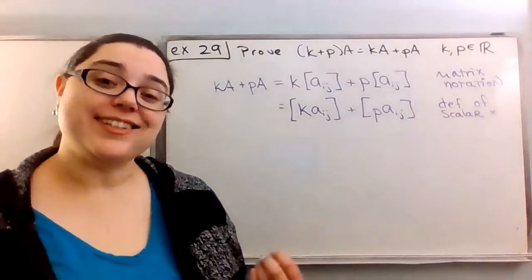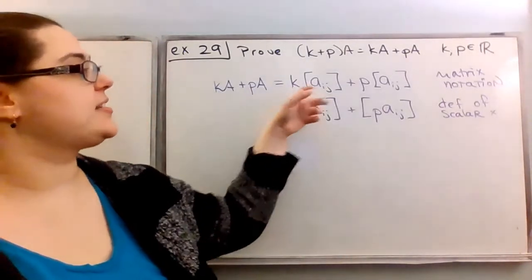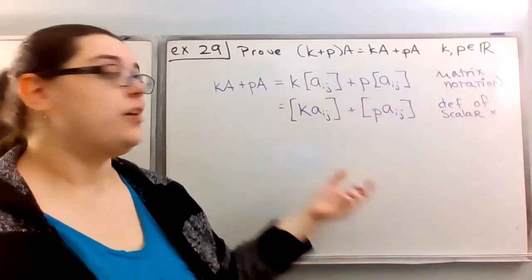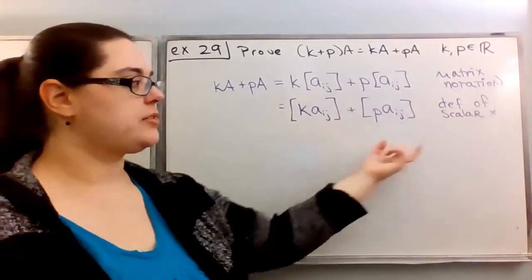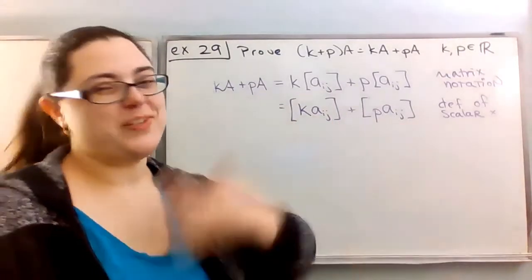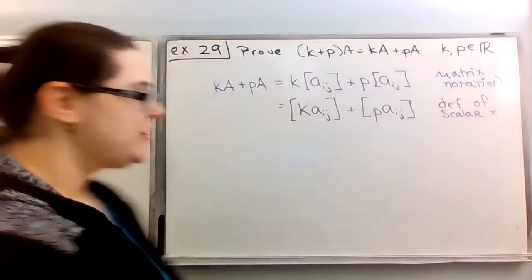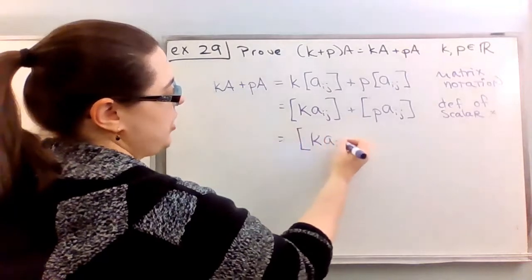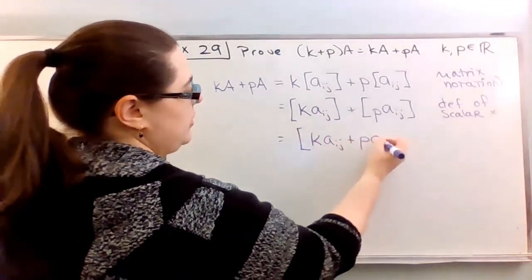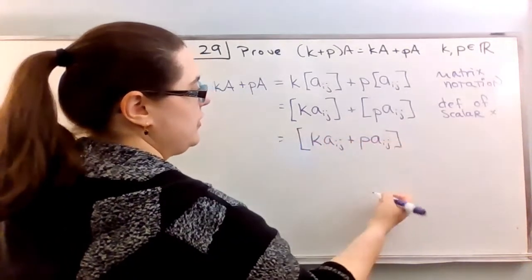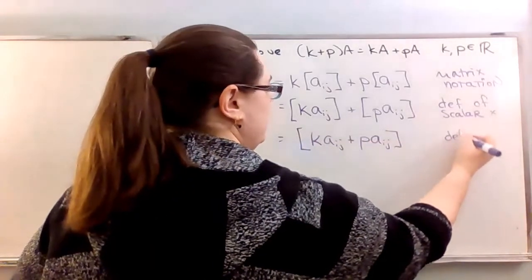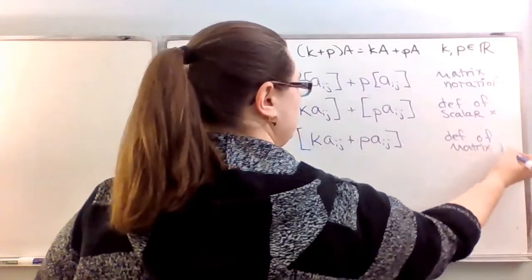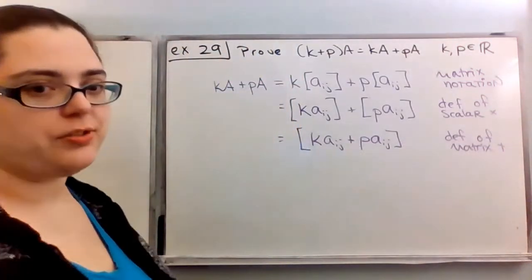And this is our definition of scalar multiplication. Now, the reason this is nice is because it has taken these scalars that were outside the matrix and brought them inside. So now we just have matrix plus matrix, which means we can add them, and we know how to add. So this is going to be the matrix K Aij plus P Aij. And this is our definition of matrix addition. That's what allows us to do this.